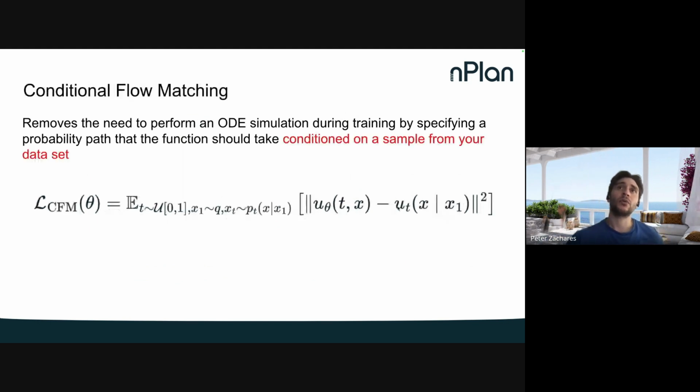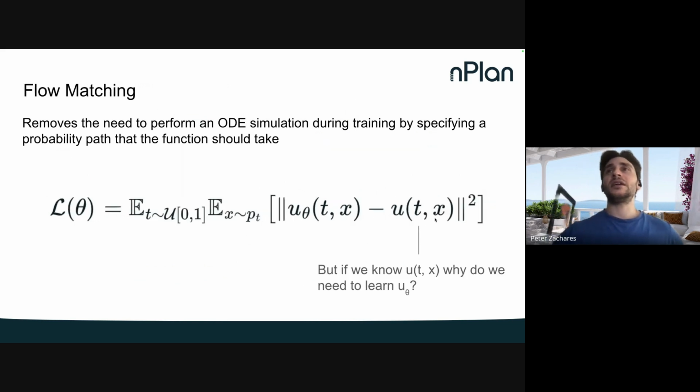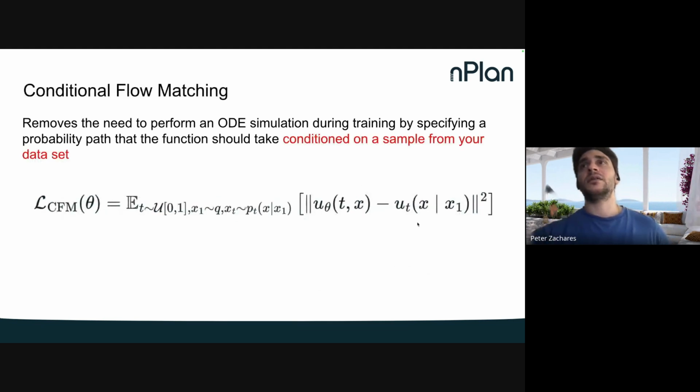But what you can do is condition on a sample from your data set when you're doing this whole process. So this is called conditional flow matching. And what you're saying is, I don't actually know where this point is going to go. When I do this ODE simulation, I don't know where the point is going to end up. But over here, you say, I do know where it is, because I know what point I wanted to end up at, or I know where I wanted to start, because you're conditioning on it.